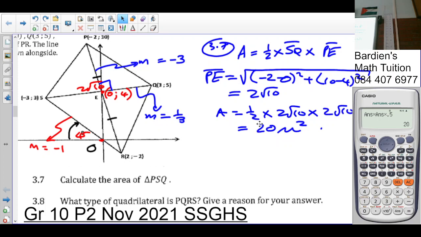Then in question 3.8 it says, what type of quadrilateral is PQRS? Give a reason for your answer.